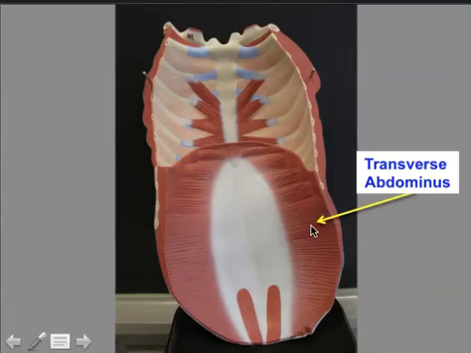A way to remember the direction of fibers in the internal and external obliques: the external obliques have their fibers run the same way that your hand runs when you put it in your pocket. And the internal obliques run at a right angle to that.